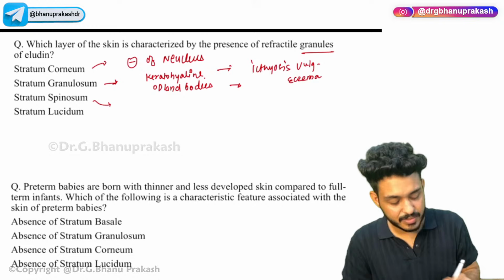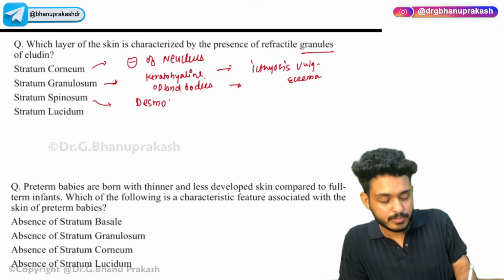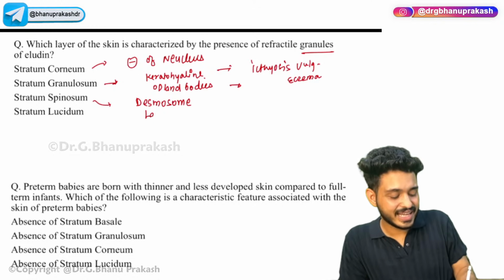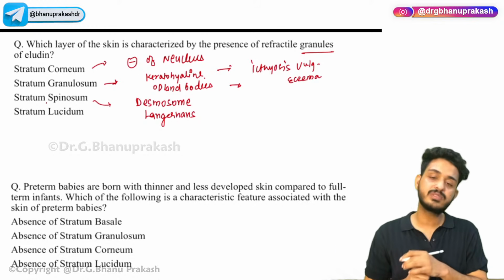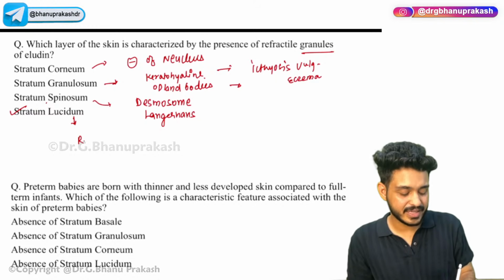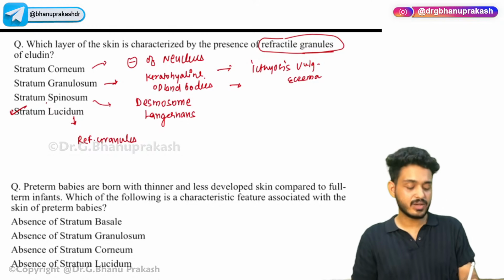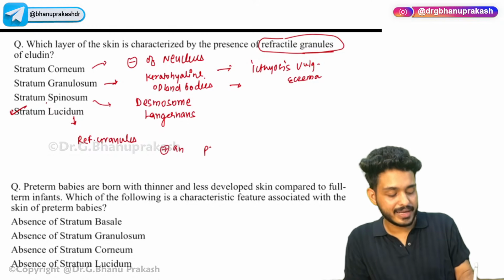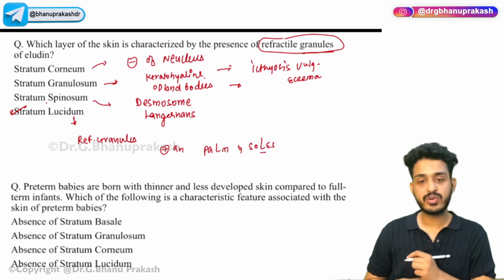Now stratum spinosum. Spinosum will be having two important cells. I have told you, one is desmosome, and second one is Langerhans cells. Very very important, guys. Langerhans cells and desmosomes, they are talking about that. Your answer would be stratum spinosum. Lastly we are having lucidum. Remember guys, lucidum will be having refractile granules of eleidin. So your answer would be D. And this particular layer is present in palms and soles. This is what you need to remember about this.